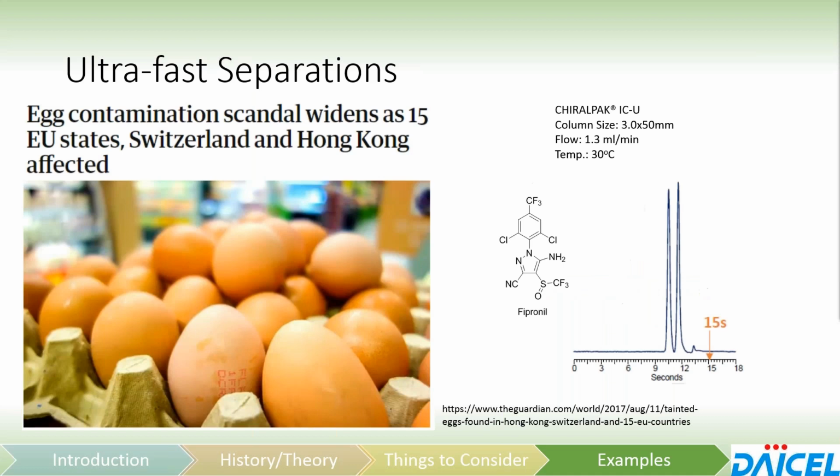And this was a case that was a little close to home to us. Our affiliates over in Europe, Chiral Technologies Europe, there was a pesticide, fipronil, that was going around and happened to be contaminating some eggs. And so our column here, ICU, was able to do a nice analysis of that rather quickly, 15 seconds, which helped obviously increase throughput as you're going through and trying to test all of these different random samples from different egg lots and whatnot.